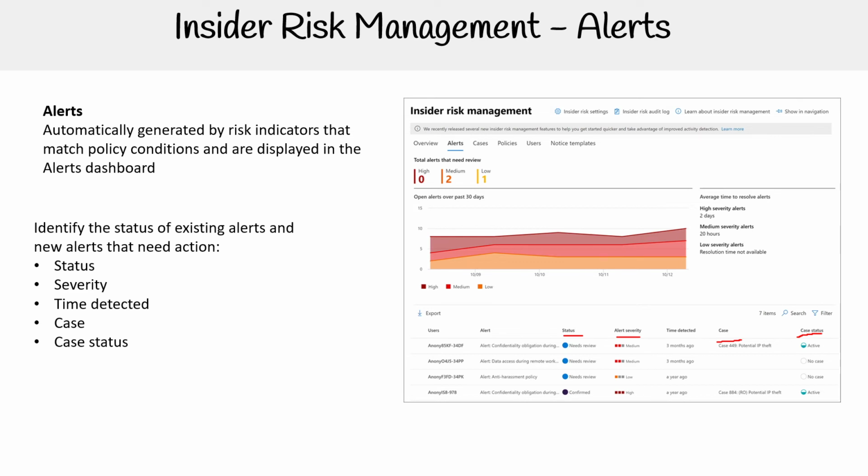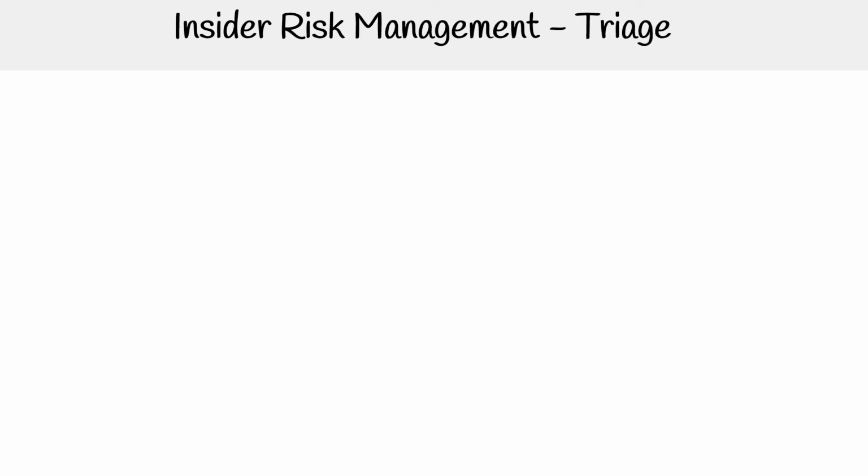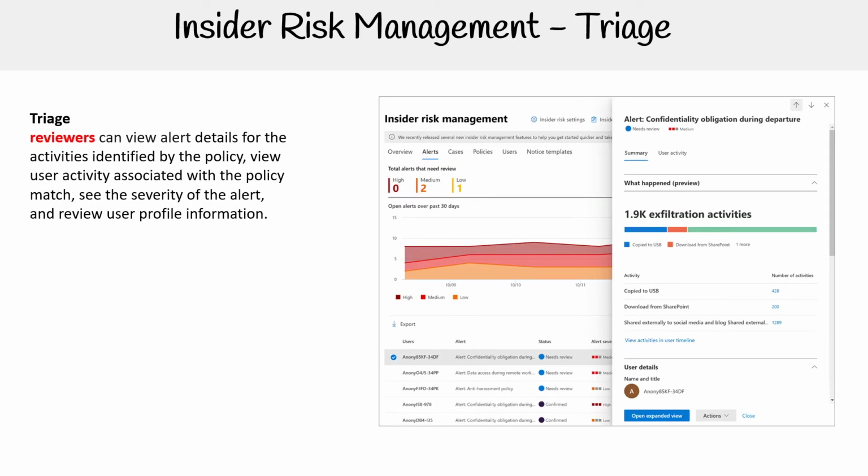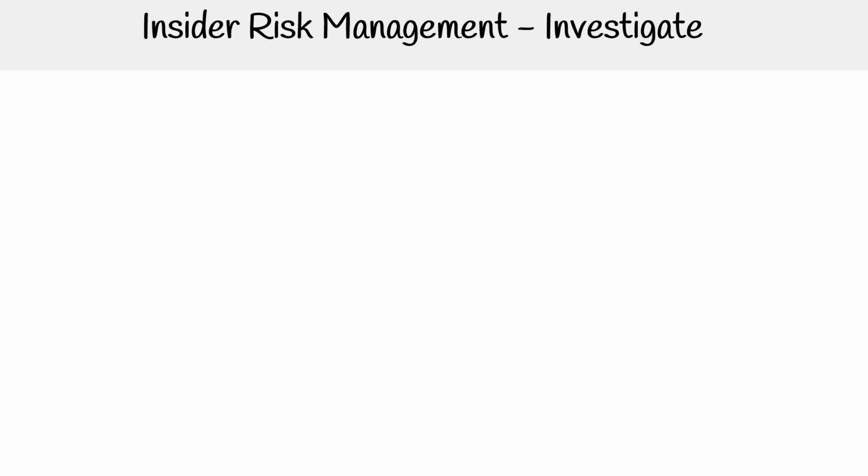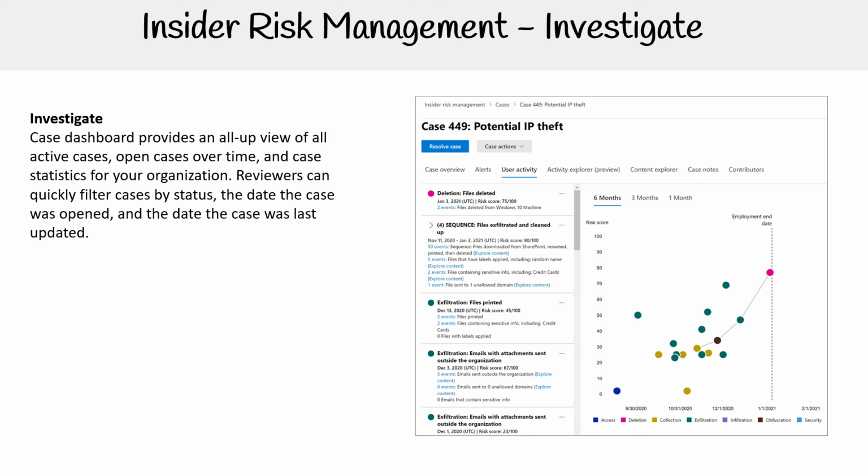But if we want to dig deeper, we can click into any of these alerts, and this is where we're going to get triage. So this allows reviewers to see detailed information about the activities identified within a policy and the user activity associated with the policy that was matched. So you'll be able to see the severity of the alert and review the user profile information. So it's a bit more information here, but what's going to be really useful is actually investigate, because that is a holistic view of all the alerts and information that have been tied under a case.